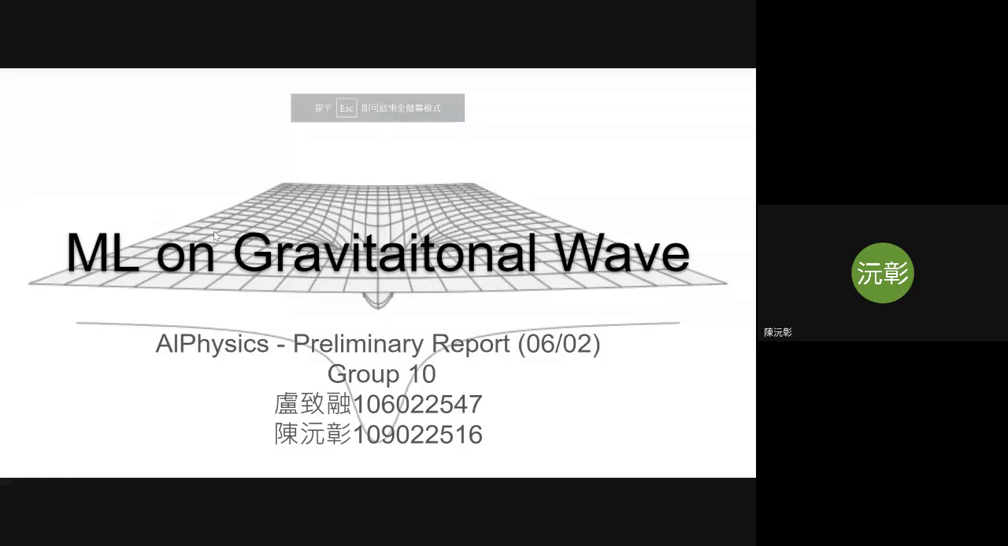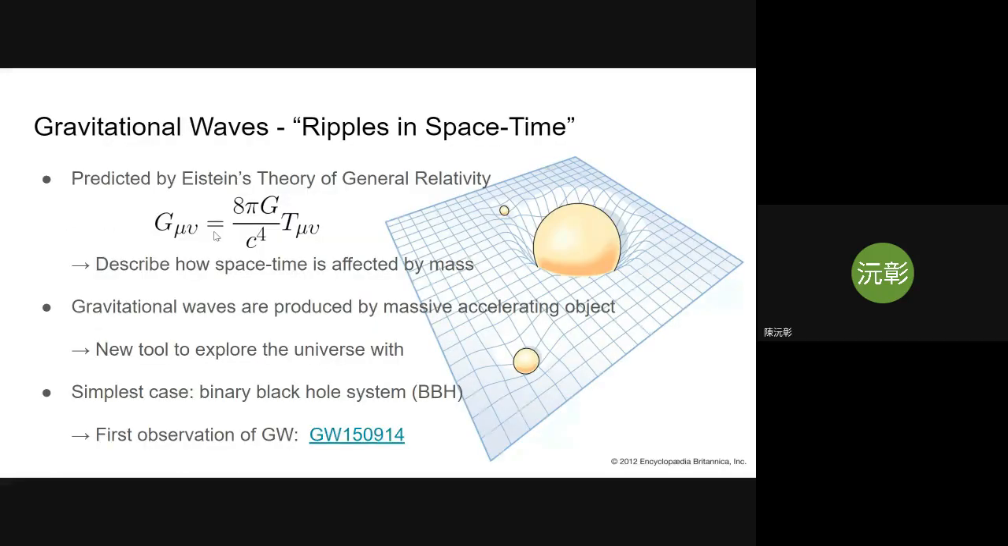Okay, we are group 10, formed by Lu Zhirong and Chen Yuanzhang. Our topic is machine learning on gravitational waves. Let's first talk about the physics. Gravitational waves were first predicted by Einstein's theory of general relativity. The equation shown above describes how space-time is bent due to the existence of massive stellar objects. That's much better. We can think of space-time as a fabric that bends or curves when we place an object on it, just like the figure shown on the right.